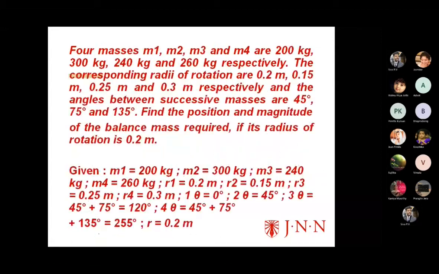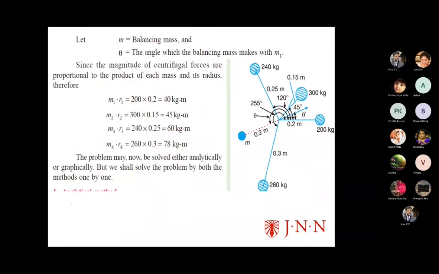ஸோ ஃபர்ஸ்ட் ப்ராப்ளம். 4 masses M1, M2, M3 and M4 are 200 kilogram, 300 kilogram, 240 kilogram and 260 kilogram respectively. The corresponding radii of rotation are 0.2 meter, 0.15 meter, 0.25 meter and 0.3 meter respectively, and the angles between the successive masses are 45 degree, 75 degree and 135 degree. Find the position and the magnitude of the balancing mass required if the radius of rotation is 0.2 meter. இந்த கான்செப்ட் என்னன்னா ராஜா, அதாவது 4 மாஸ் கொடுத்துருக்கோம்.